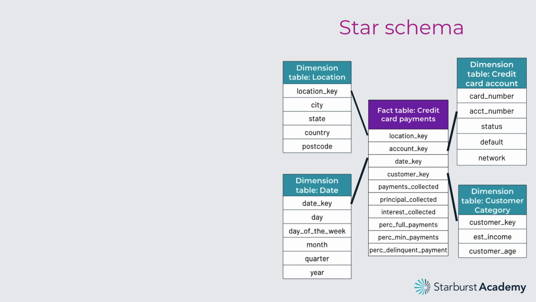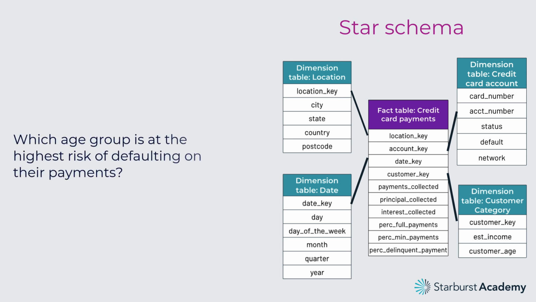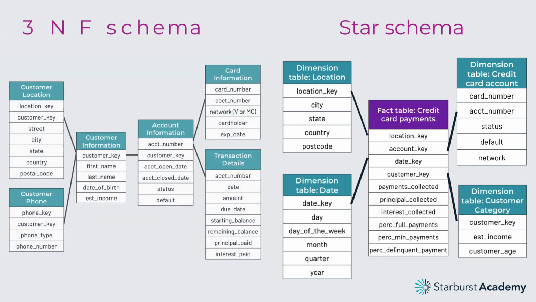However, answering the question, which age group is at the highest risk of defaulting on their payments, would be easier. To do this, we'd simply need to run a query that joins the customer category and payments tables. Even though both of these databases were created from the same customer data, they serve different purposes. Data structure matters because it influences what you can do with the data. Taking transaction data and storing it in a data warehouse can allow you to organize data according to the type of questions you want to use it for. This greatly increases query efficiency for business questions.